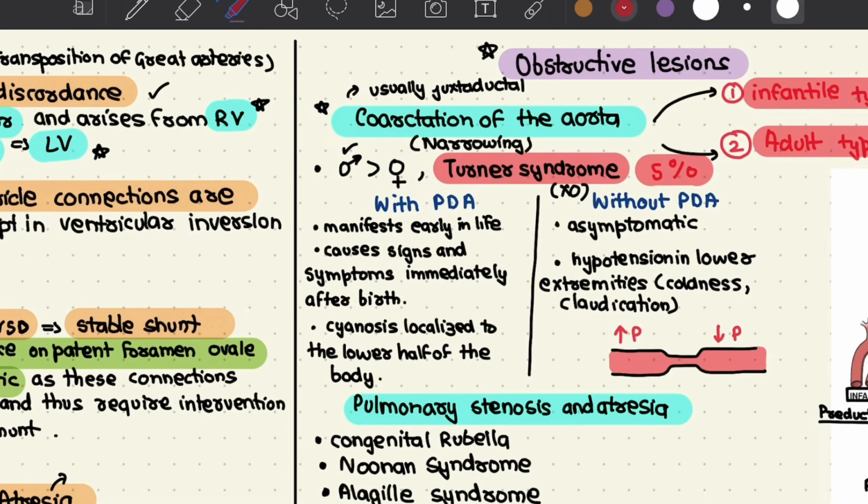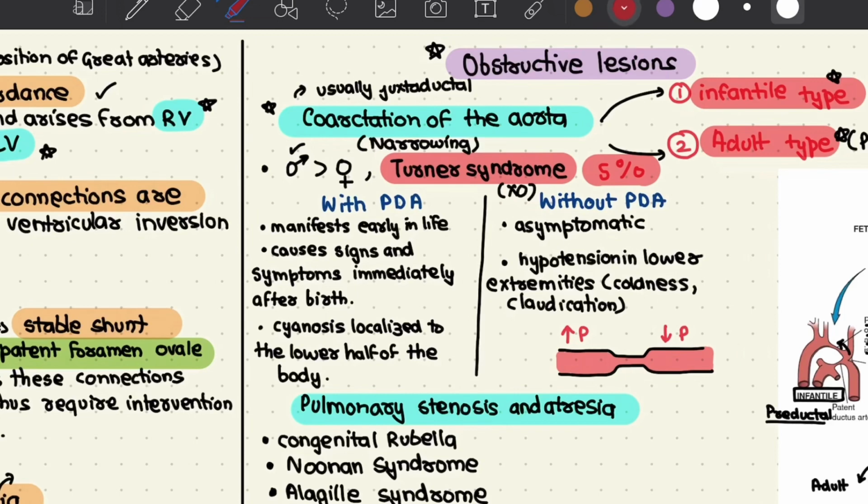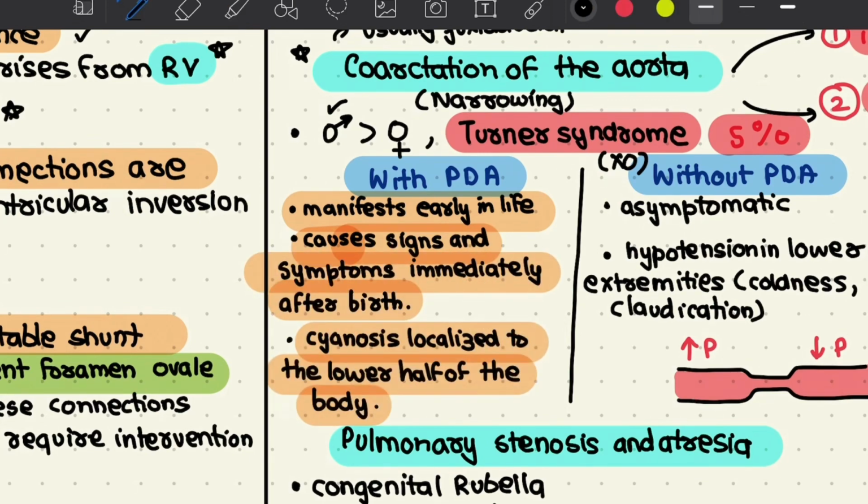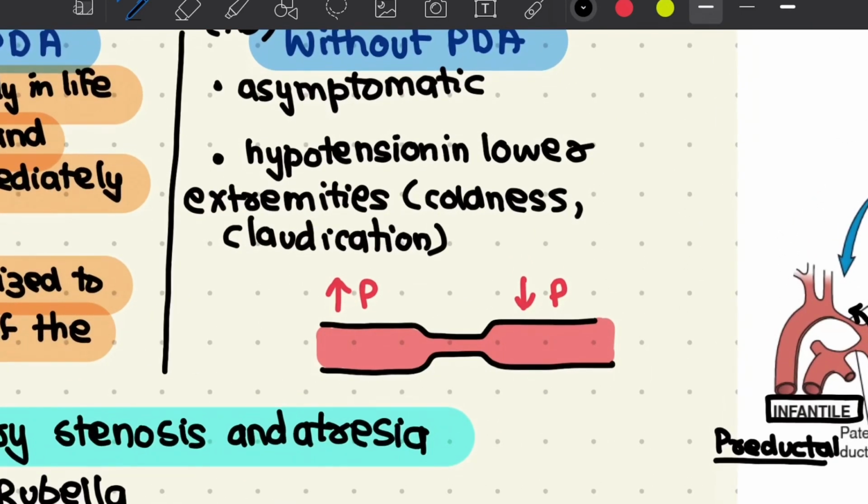Now, the major clinical manifestation depends on one simple fact: whether the coarctation of the aorta is present with a patent ductus arteriosus or without a patent ductus arteriosus. If the coarctation of the aorta is present with a patent ductus arteriosus, it manifests early in life and causes signs and symptoms immediately after birth, and we get a cyanosis that is localized to the lower half of the body. As you shall remember, whenever we get a coarctation of the aorta at any level, just proximal to that level, we shall get hypertension.